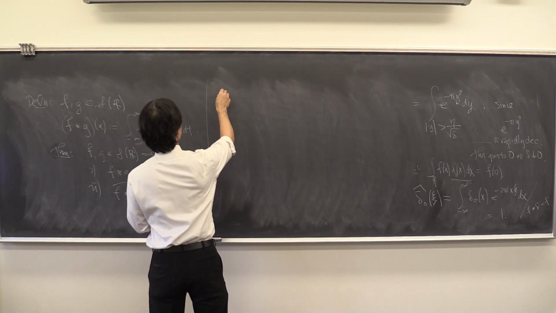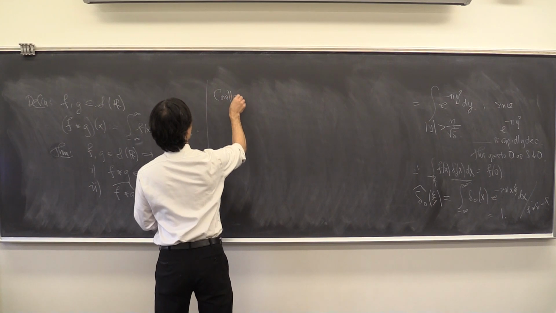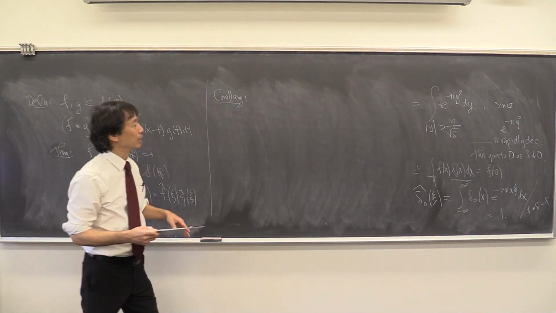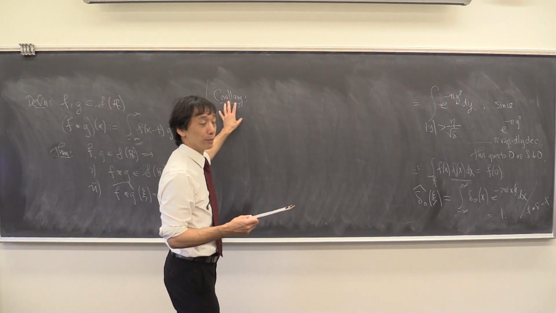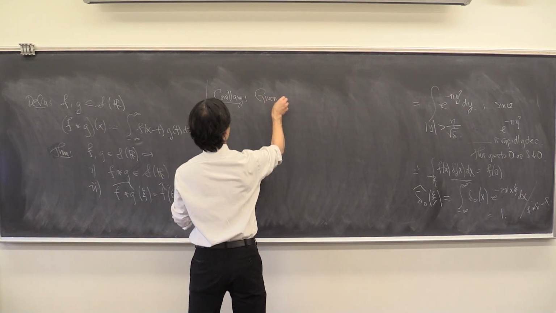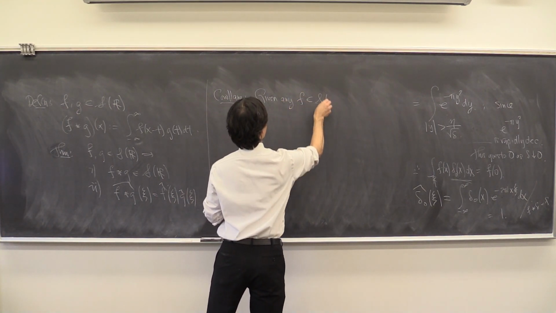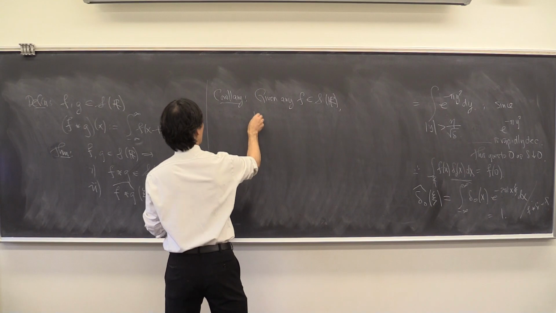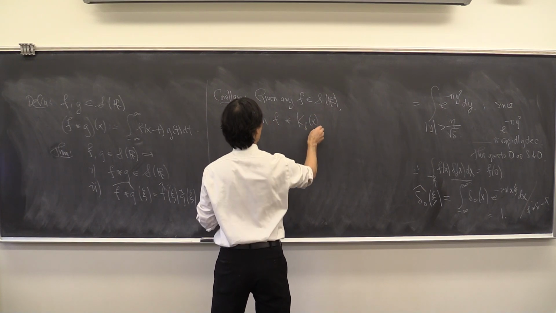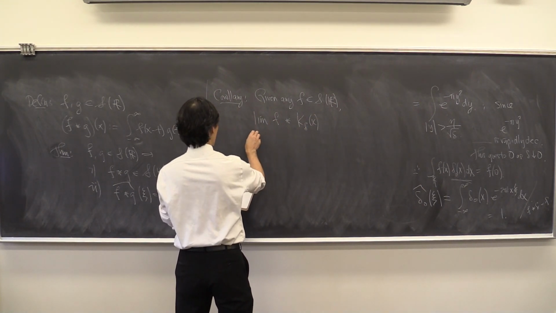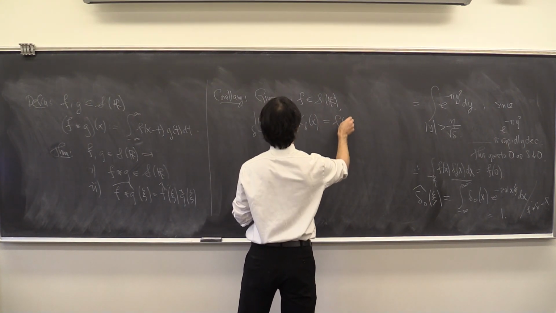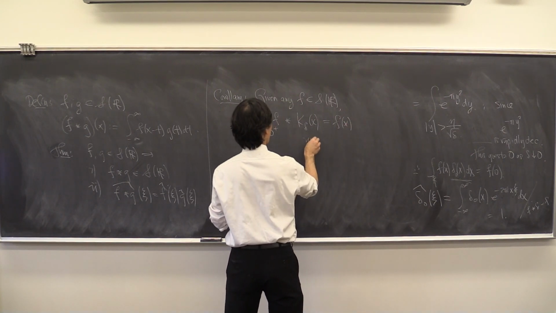Just to show that, I'm going to show now that, just like before, the good kernels will allow you to recover your function. Given any f in the Schwartz class, the limit of f convolved with the dilated Gaussians that we had before will converge back to your function uniformly.